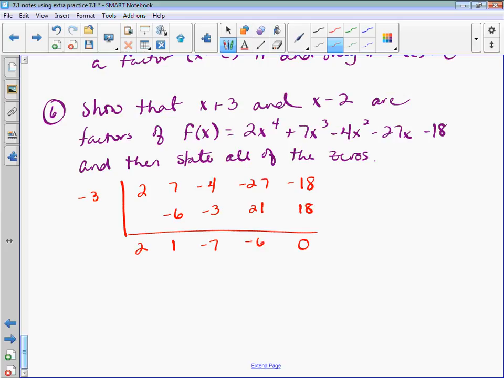Now guys, if you're going through your synthetic division and they tell you this is a factor and you get to the end and you have a remainder, do you think you did it right? No, you should go try again. Okay, so we've shown x plus 3 works, right?